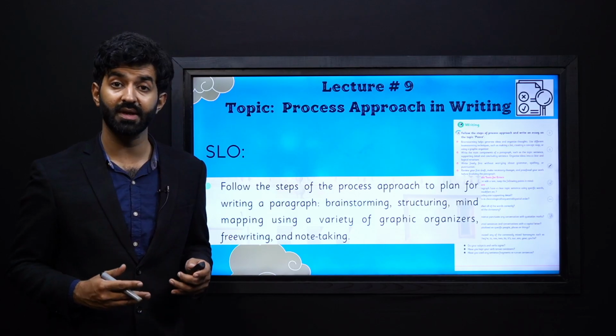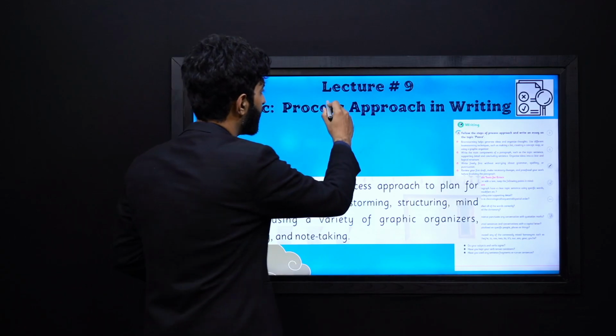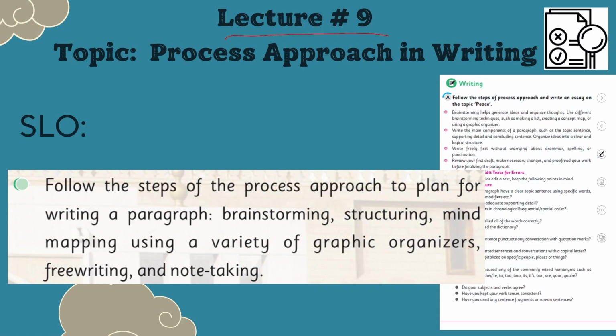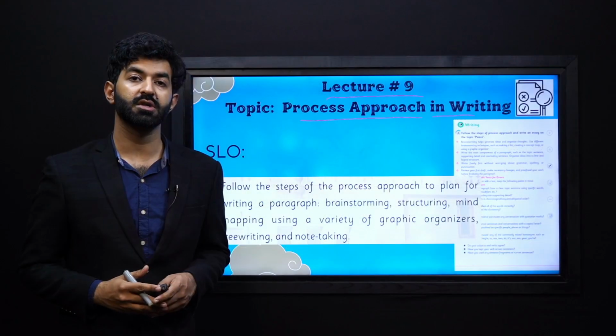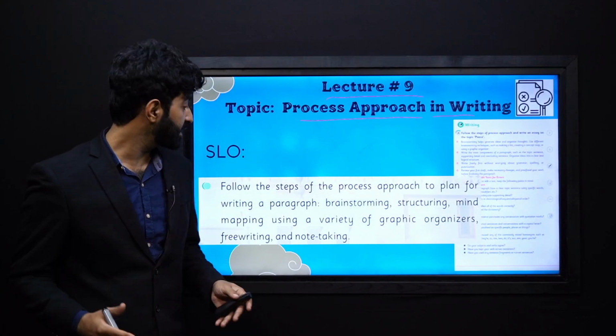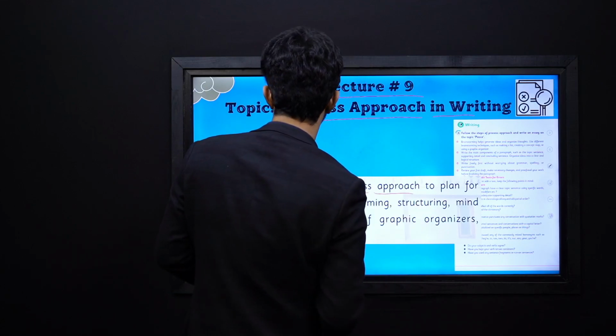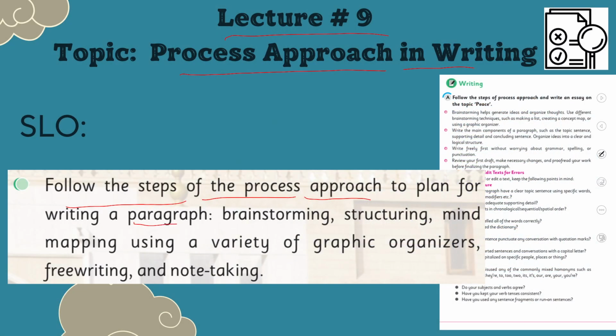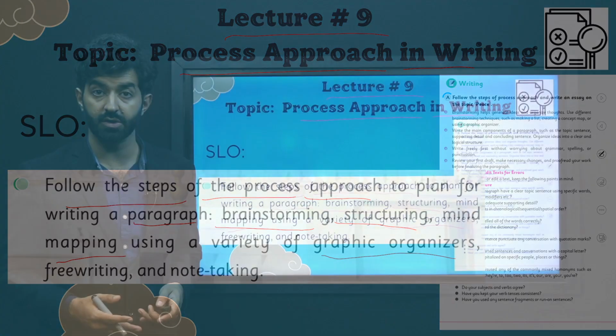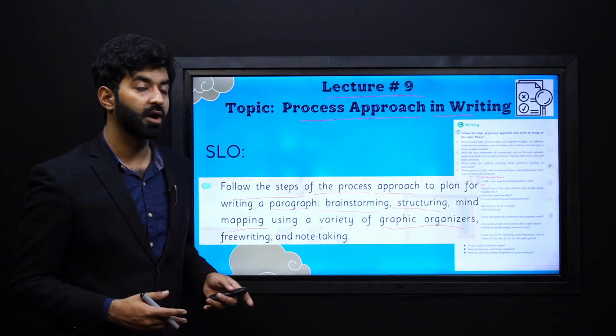Also, the last but not the least one is lecture number 9, in which we will see process approach in writing. Now, process approach is having so many different steps. So, you follow the steps of the process approach to plan for writing a paragraph. Brainstorming, structuring, mind mapping, using a variety of graphic organizers, free writing and note taking. All these things will be covered in the lecture.